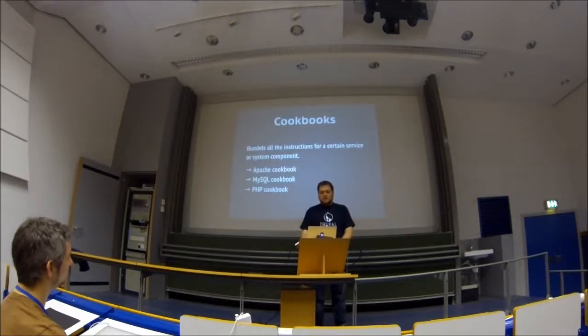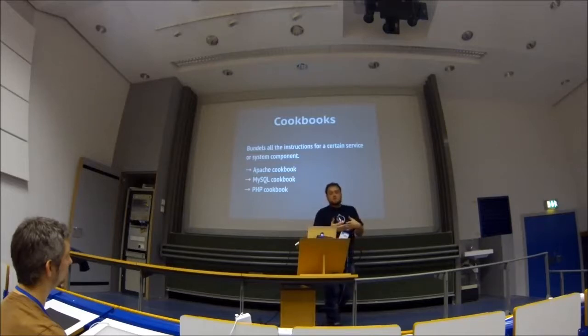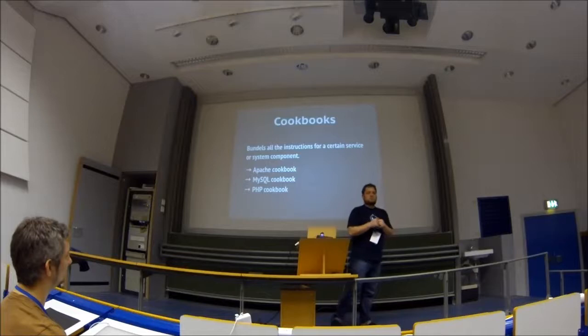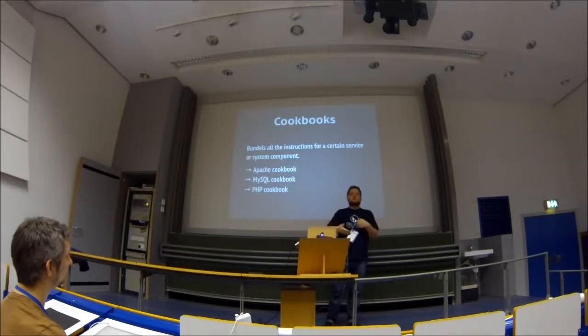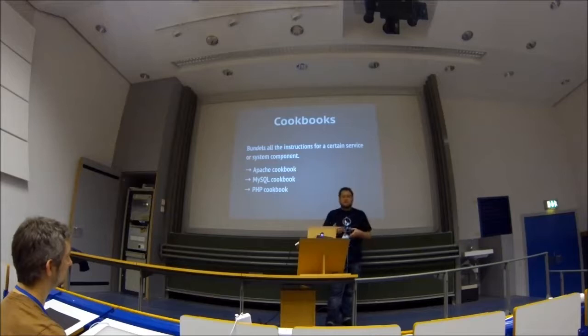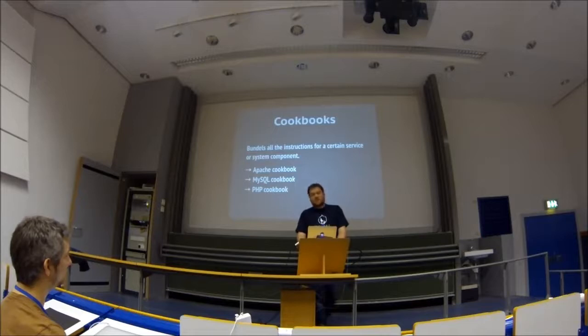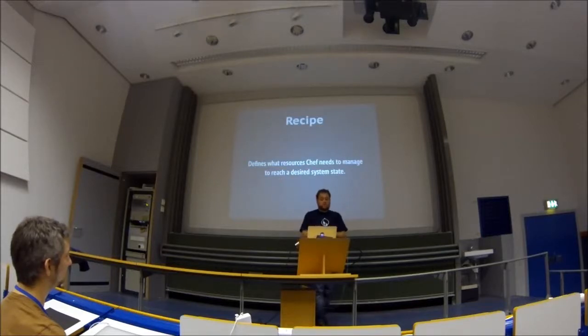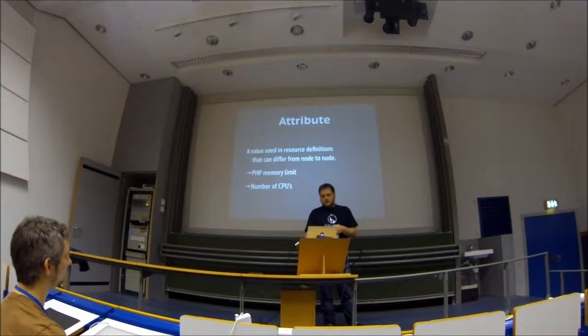The cookbooks are bundles. You have a cookbook for Apache, where everything is in there, how to install, how to configure, and how to manage Apache servers. The same for MySQL or PHP, and the same for your own cookbooks, like the one I will partly show you later for your Drupal installation. A recipe defines what resources Chef needs to get to the idempotent state you want to have it in. And your attributes again are something like the PHP memory limit you want to have in your php.ini. It's like a simple variable in your code as well.